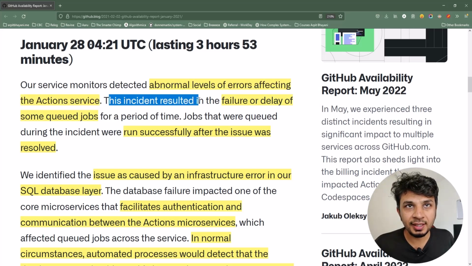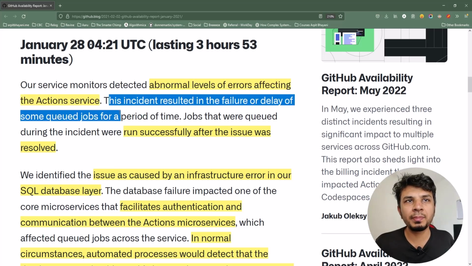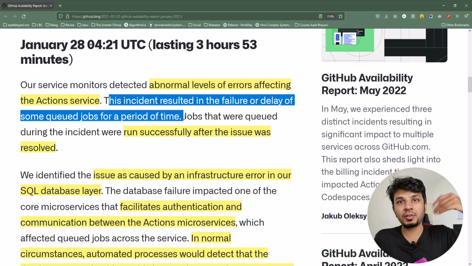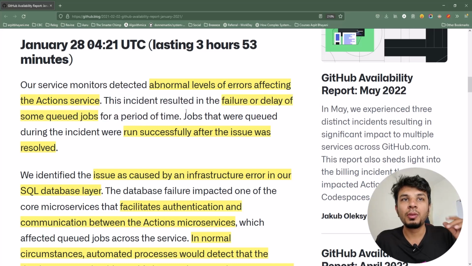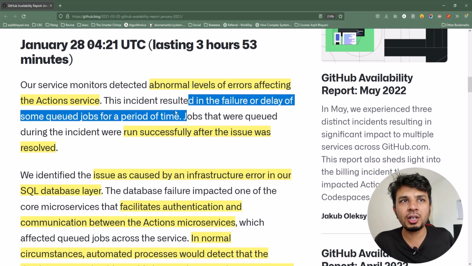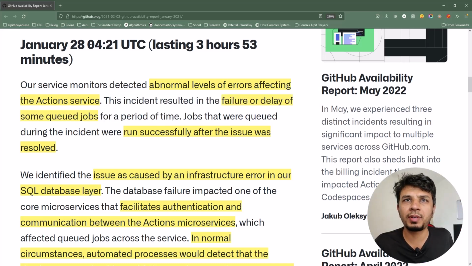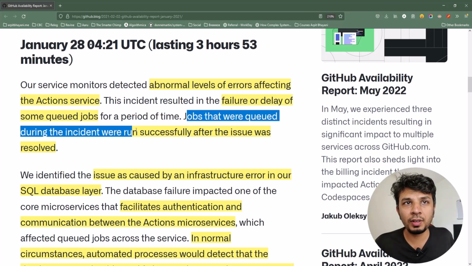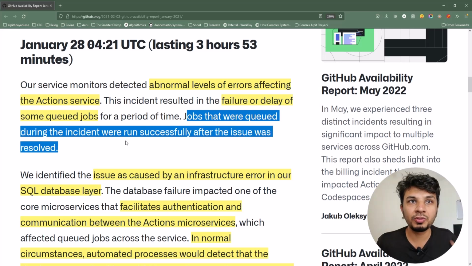This incident resulted in the failure or delay of some queued jobs for a period of time. So as you all know, action service of GitHub is primarily powering GitHub Actions, in which whenever a commit happens, you have to trigger a workflow and all of that happens. So a lot of jobs are asynchronous. Because of this incident, there was a failure or a delay of some queued jobs for a period of time. That's fine. Jobs that were queued during the incident were run successfully after the issue was resolved.